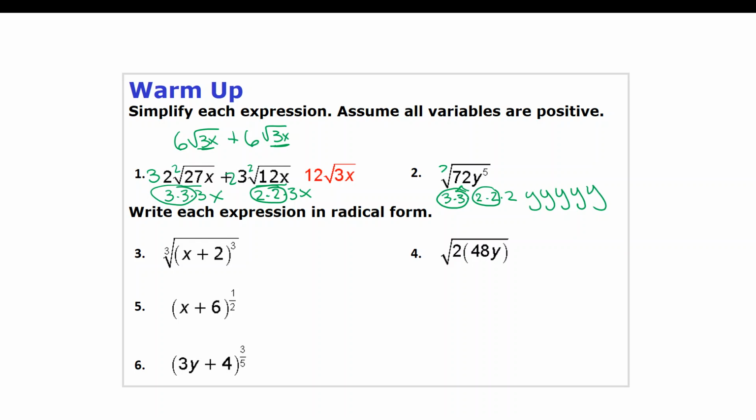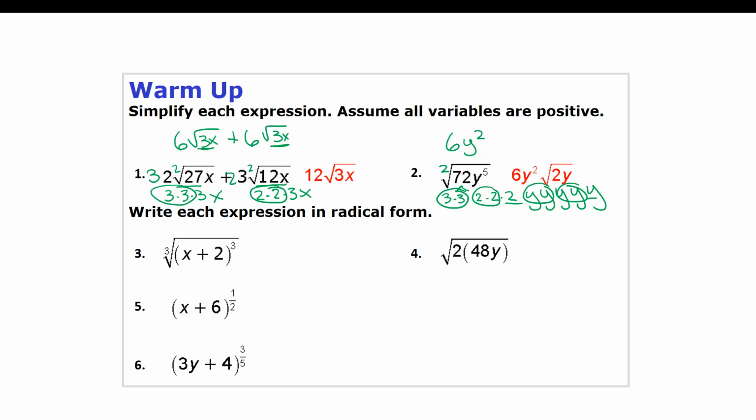Notice my index up here was 2, so I'm going to circle everything in groups of 2. I can take out a 3 and a 2, that's 6. And 2 y's, y squared, that leaves me with just a 2y and a final answer of 6y squared times the square root of 2y.